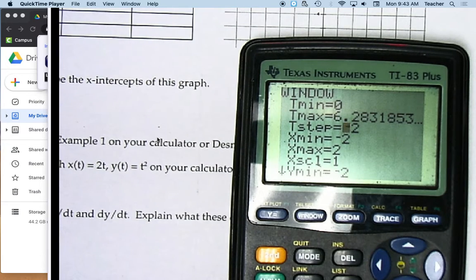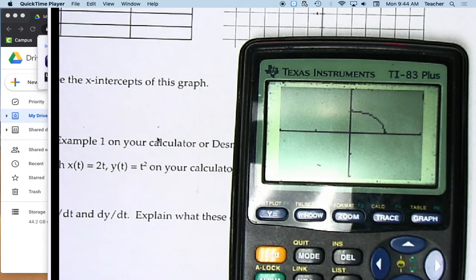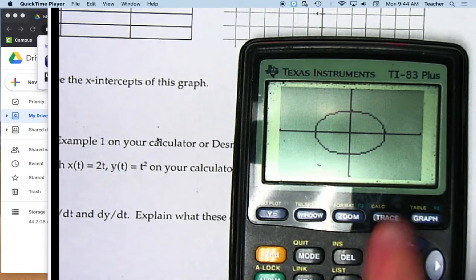It looks like t-step is how often they do a new row on the table. And so you want something fairly small so you get an accurate graph, but if you make it too small, it's going to take forever to graph because it's going to be doing lots and lots of points. So graph. And of course, my scale is a little off since the screen's wider than it is tall, but we see our good friend, the unit circle here.